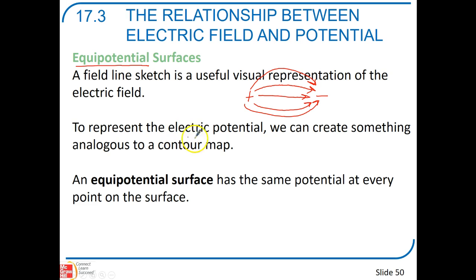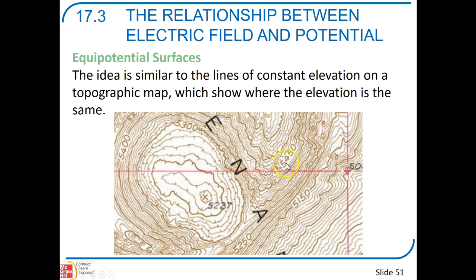To really see electric potential, we can create something that's analogous to a contour map. An equipotential surface has the same potential at every point on the surface, and you're going to see something really cool here. You can actually do this in the lab using a multimeter and using some current that goes across or in between a couple of different charged items. So here's something that would look like an equipotential surface.